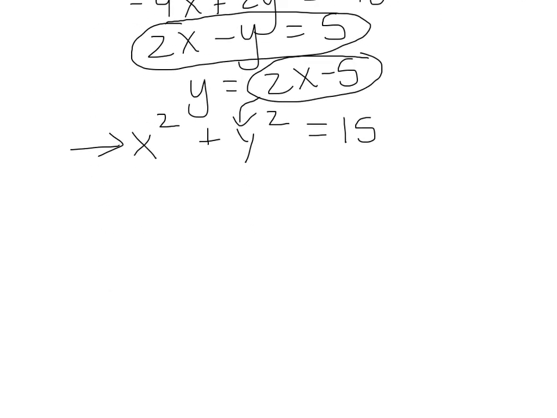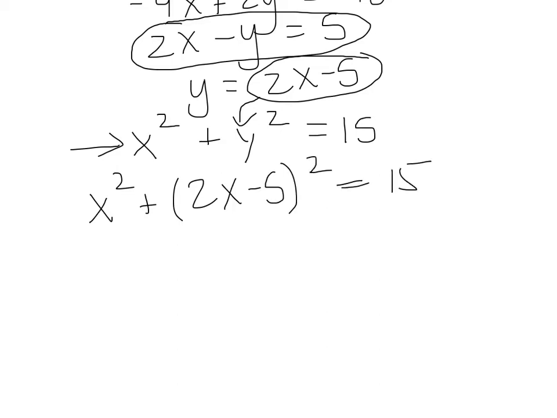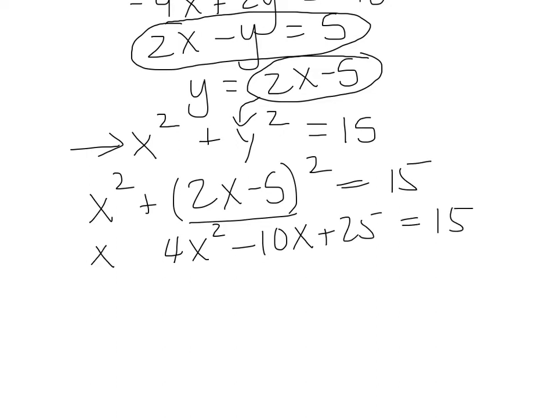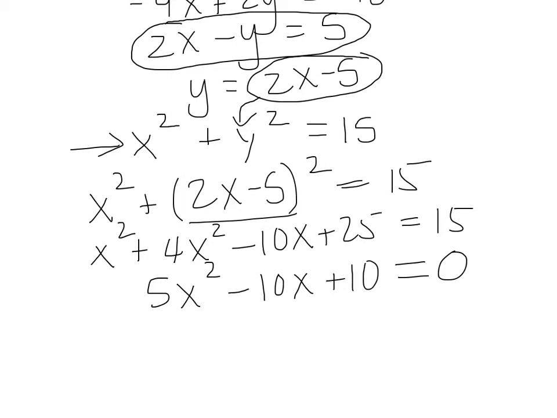So continuing on, I would have x squared plus (2x minus 5) squared equals 15. So I have to multiply 2x minus 5 times itself. So that would be 4x squared minus 10x plus 25. Equals 15, and then I still have an x squared out front. So I'm going to combine like terms, try to set this equal to 0. So x squared and 4x squared is 5x squared minus 10x, and then 25 minus 15 is 10. All of these terms are divisible by 5, so I'm going to go ahead and do that. x squared minus 2x plus 2 equals 0.